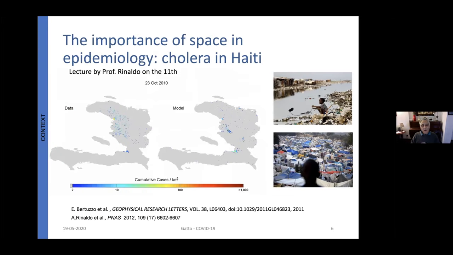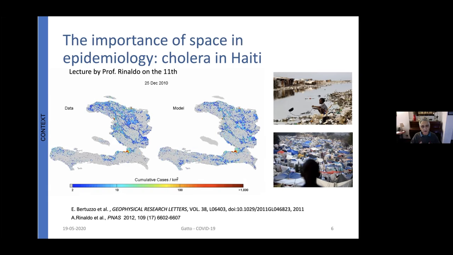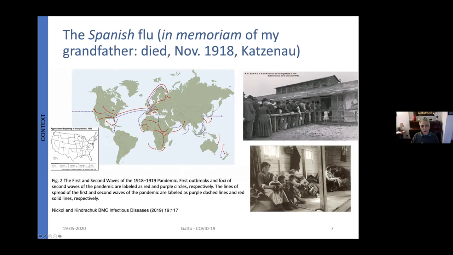Now, let me connect to the lecture by Professor Rinaldo next Thursday, the 11th, if I'm not wrong. To say that we have a lot of experience with spatiotemporal dynamics, and that is something that Professor Rinaldo already stressed in the past lecture. For instance, he will show the progress of cholera in Haiti, and you see data on the left and model on the right, just to let you understand that there is a spatial signature in many, many cases. That is something that you should account for. And that is common to many diseases.